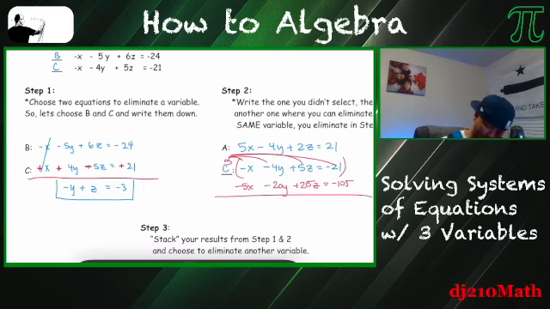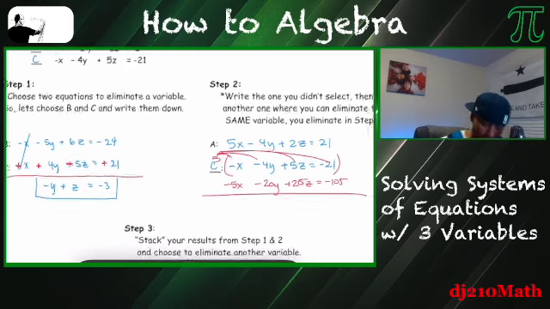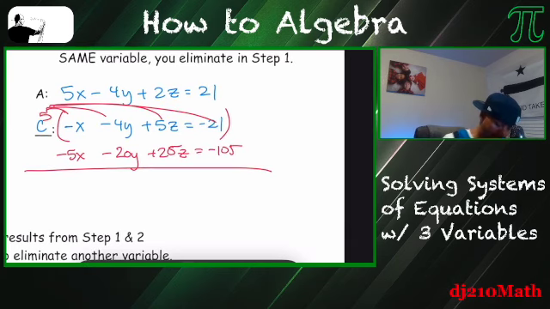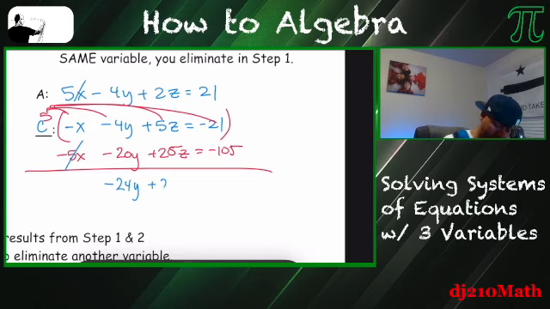Now when I add, disregard what's in the middle. We're only looking at the top and bottom, the rewritten version in red. So this is going to be 5 minus 5, which is 0. That's what we wanted to happen. Now -4 plus -20 is -24y. 2 plus 25 is +27z. And then 21 plus -105 is -84.